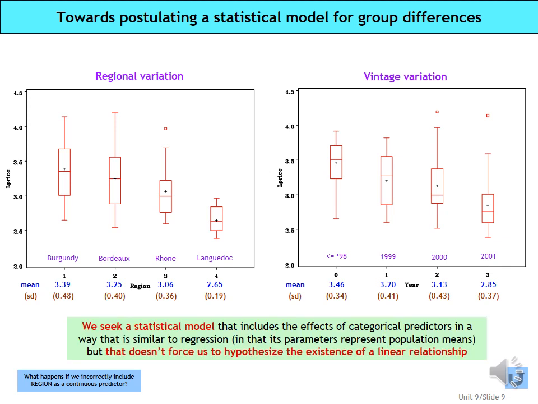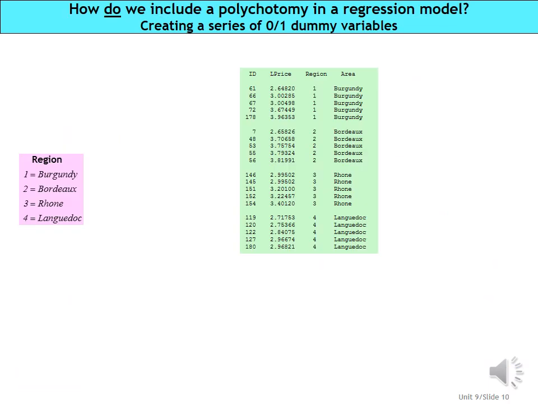So we stopped in here. Two variables. One is nominal. The other one was an ordinal variable, and then we discussed why we can't do this one. Okay. How do we include a polychotomy in a regression model? Creating a series of 0, 1 dummy variables.